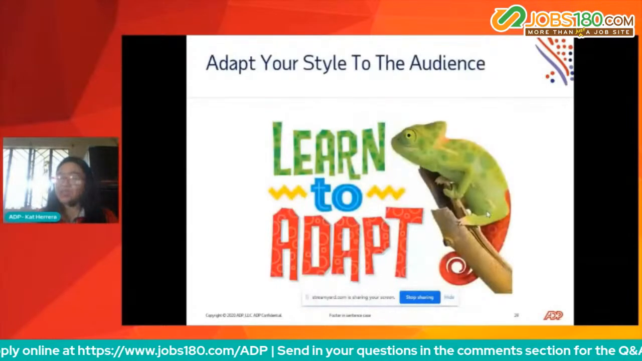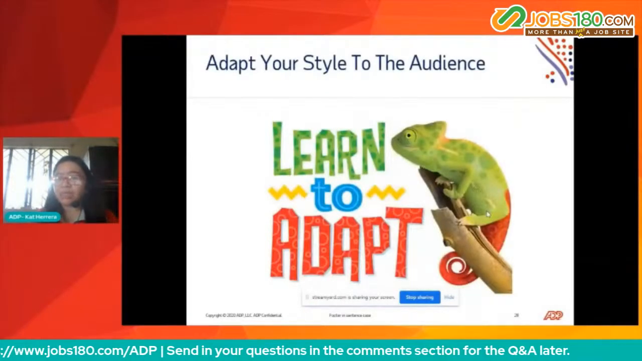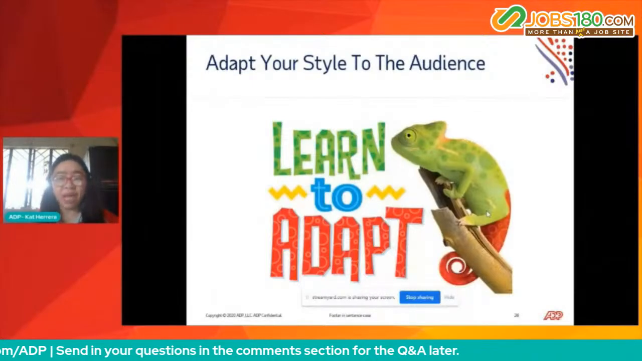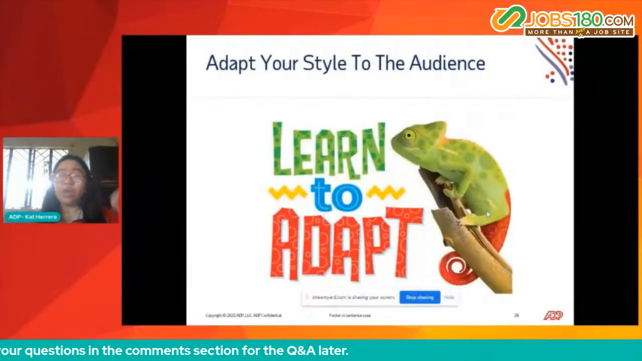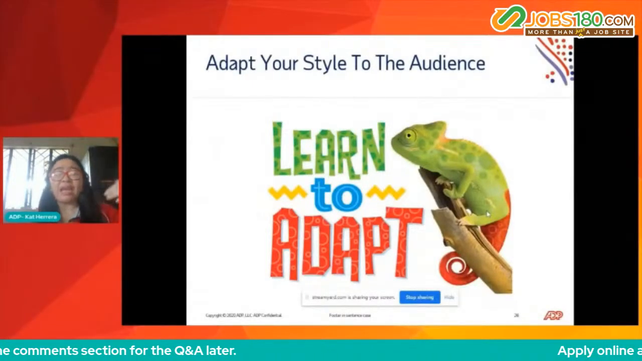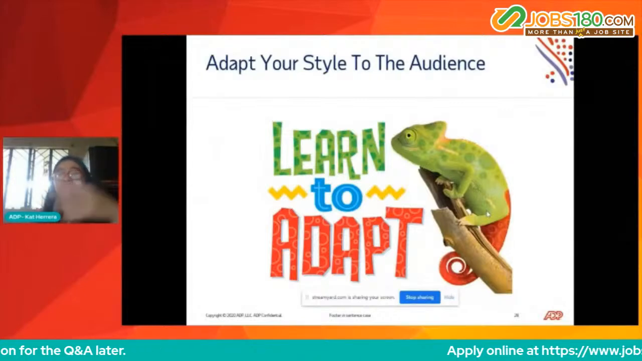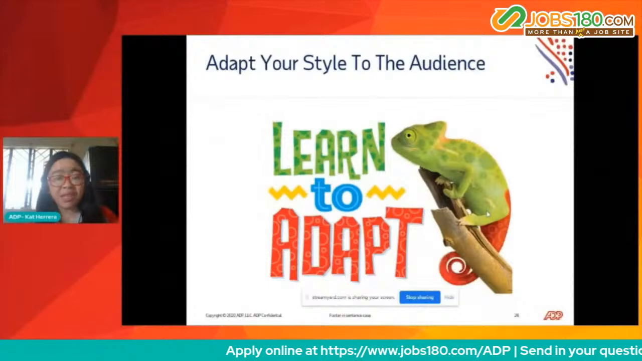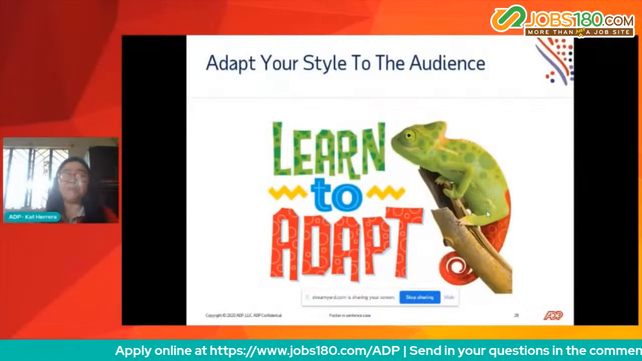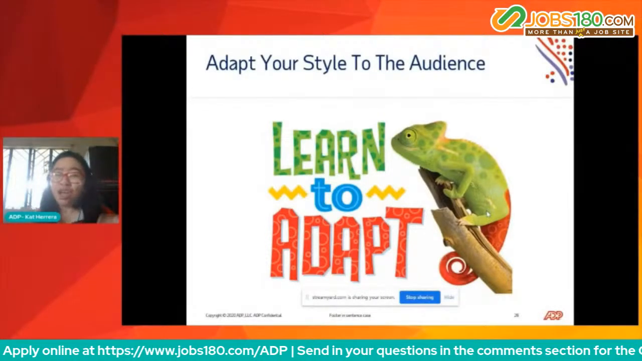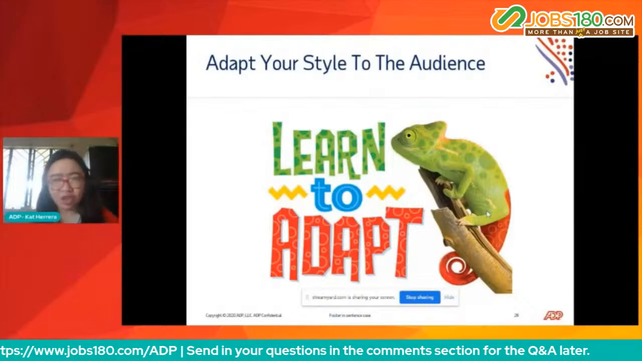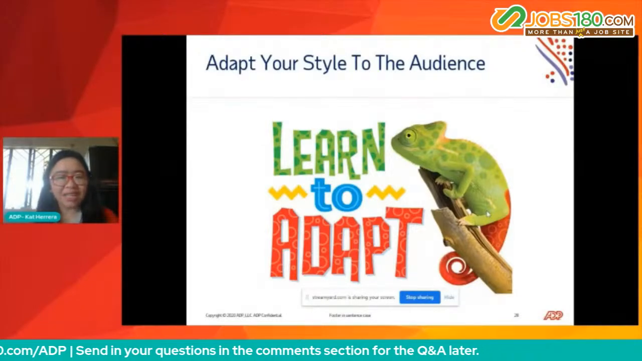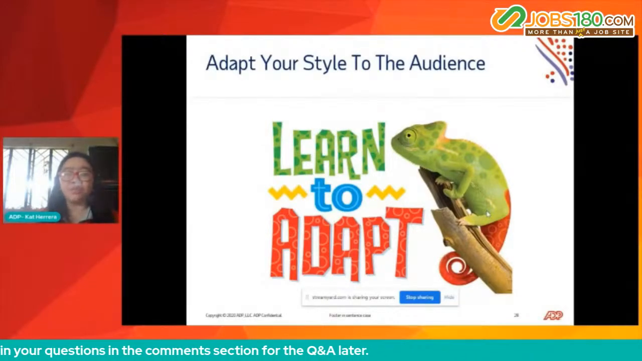Now, adapt your style to the audience is very critical as well. It's just the same with tone and the pace. You also have to adjust your style, because if you are, for instance, talking to an audience of 6-year-olds, then definitely your style would be different than if you are at a medical symposium talking to hospital directors and practitioners, right? That's going to be a totally different ball game.